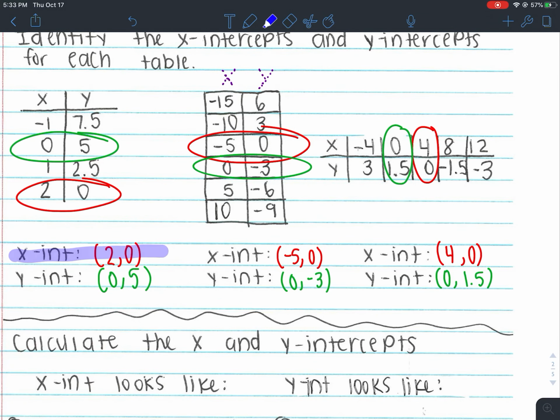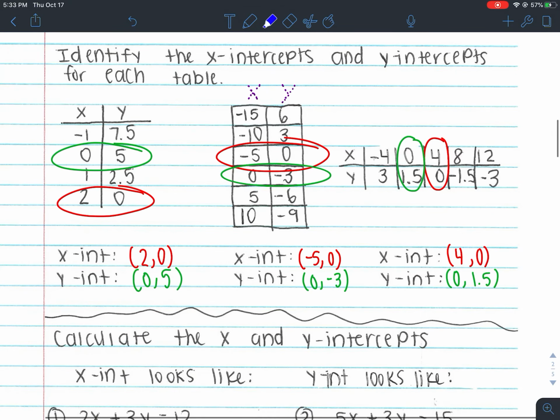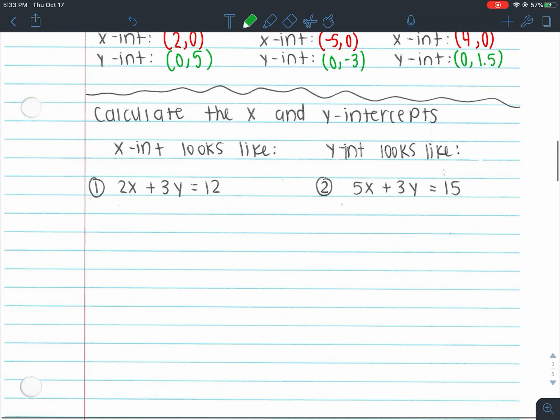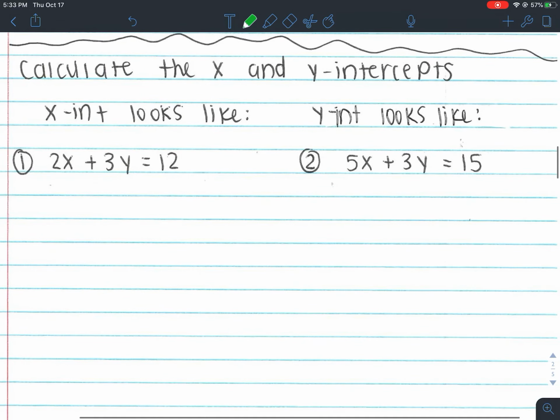Okay? And if I want to double check all of my work, do you see how all of the x-intercepts have number, comma, 0? And then all of my y-intercepts have 0, comma, number. So you always want to make sure that your zeros are in the right place and you know what you're doing. Again, the only way to mess this up is if you just forget what an x and y-intercept look like.